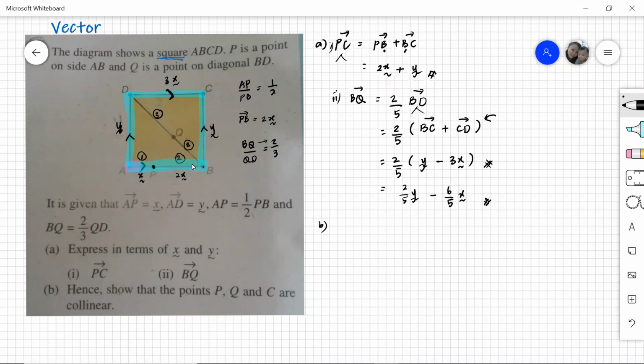Now, next, part B. When you see we need to show that the points B, Q, C are collinear, whenever you see collinear, the keyword is the same concept as parallel.